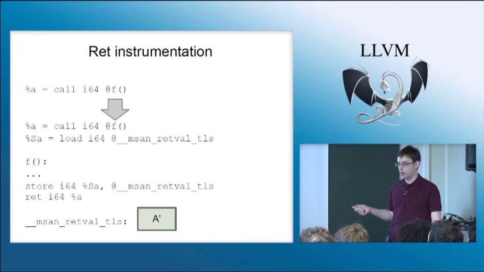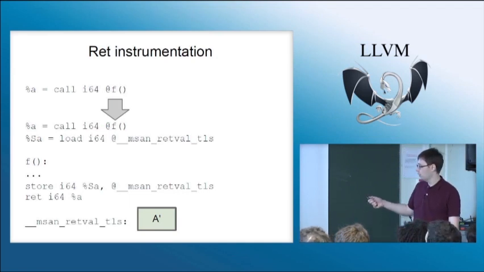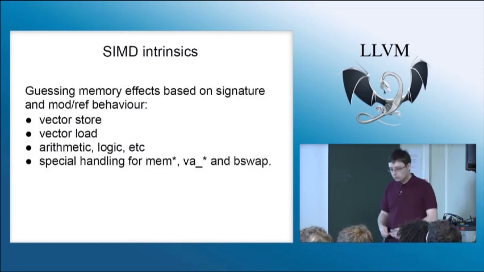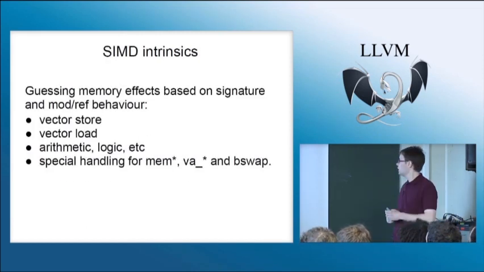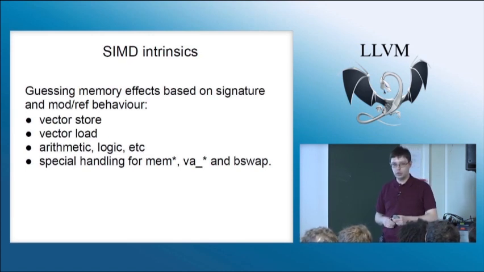Return instructions are instrumented the same way as calls. We've got another TLS slot. We push the return value shadow to that, and then the caller can load it back. There are a lot of other intrinsics that we also need to handle.